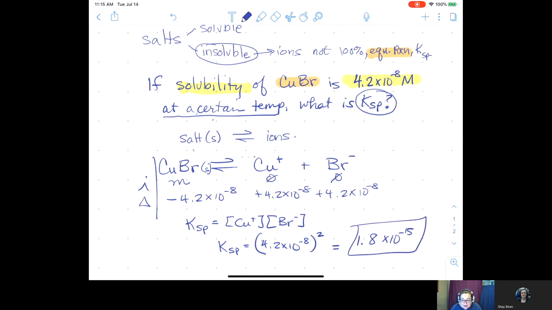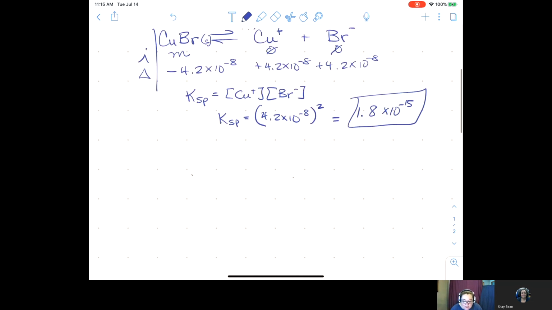So I can quickly calculate the Ksp by plugging into the formula using the solubility, thinking of the ice table or drawing an ice table and plugging into the formula. If the stoichiometry is not 1-to-1, it gets a little more complicated, but it's not bad.